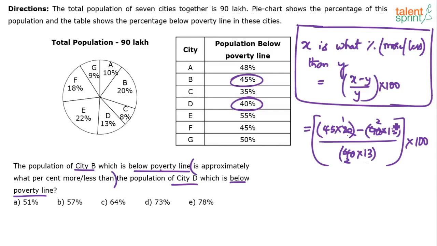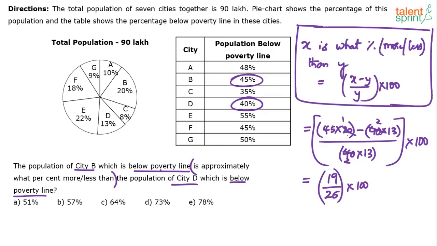45 minus 2 into 13 is how much? 26. 45 minus 26 is 19. 19 by 26 into 100. You're able to follow? 45 into 1 is 45. 2 into 13 is 26. 45 minus 26 is 19. 19 upon 2 into 13 is 26. 19 by 26 into 100.